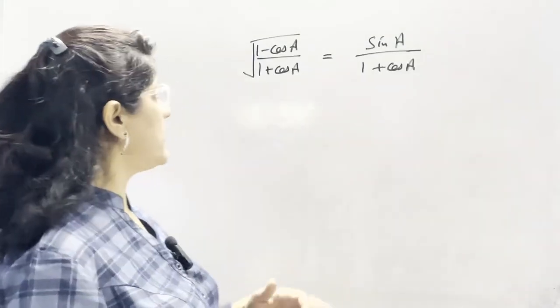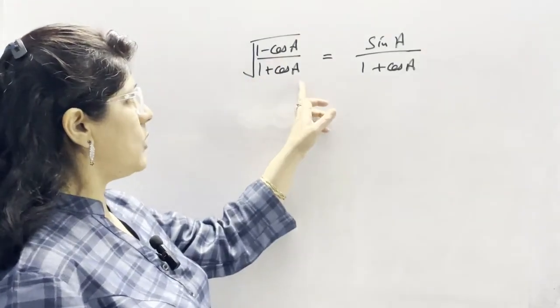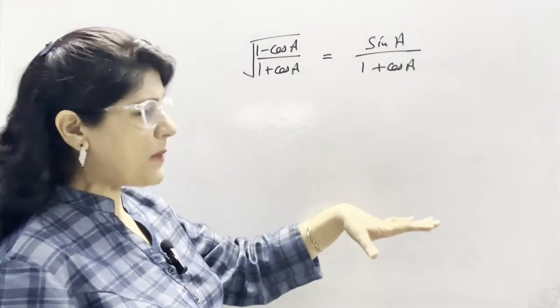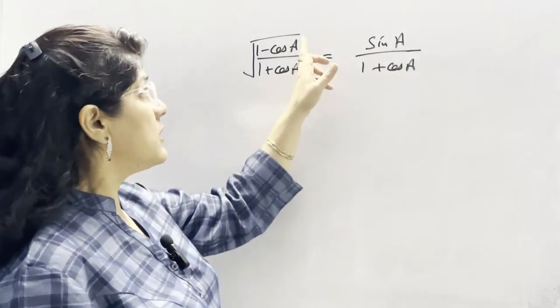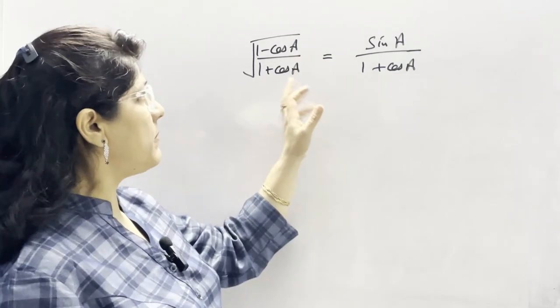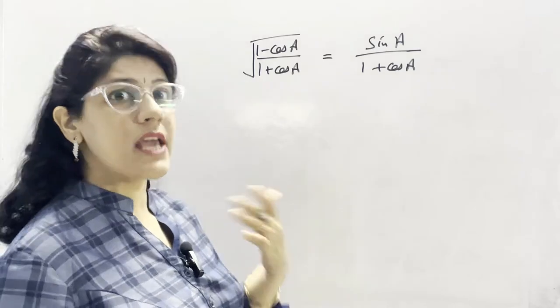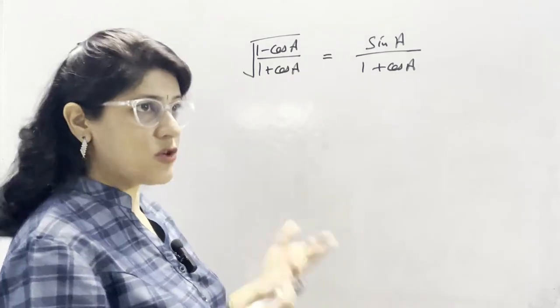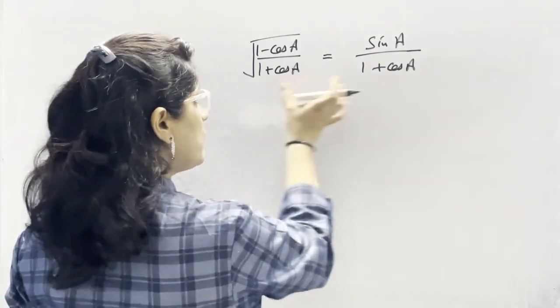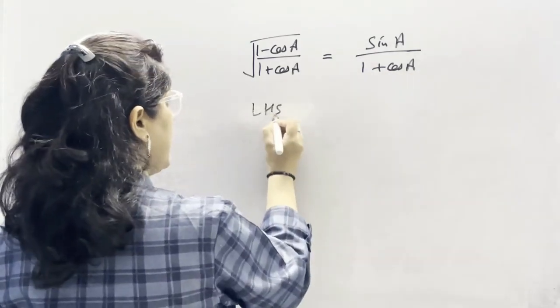Next, question number 4 is the square root of (1 minus cos A) upon (1 plus cos A) is equal to sin A upon (1 plus cos A). Now in this type of question, where there is the difference of plus and minus only in the numerator and denominator, we can multiply the numerator and denominator with the same number, or we can rationalize it. Two methods are there, but here the denominator is the same. So we just need to solve LHS.